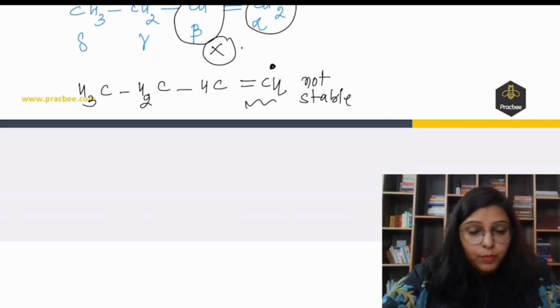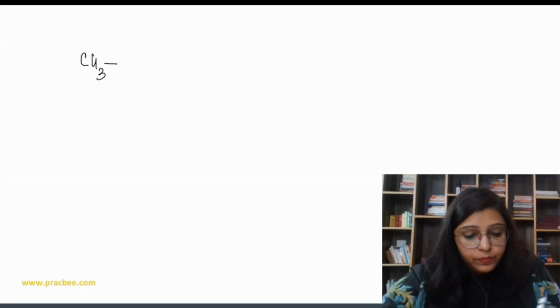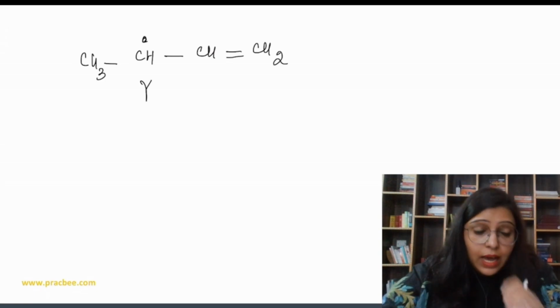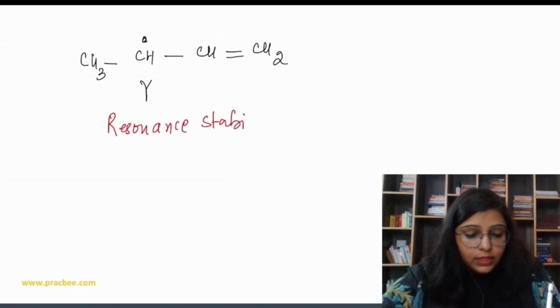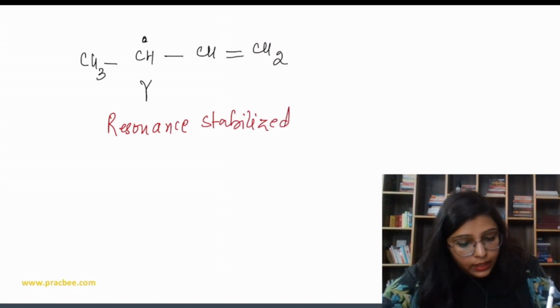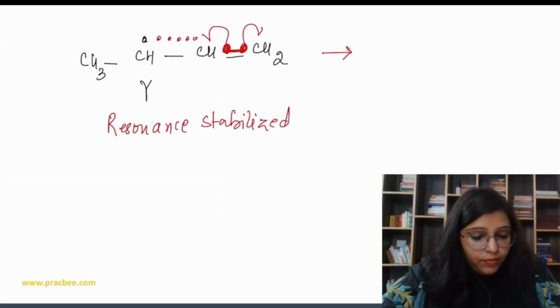If we see gamma, if I form a free radical on gamma 1, we get CH3, CH radical, then CH double bond CH2. This is gamma 1. Now this free radical is resonance stabilized. How? See, we have two electrons. One electron moves over here and forms a bond with this one. So we have a resonating structure which looks like this: CH3, CH, then CH and then CH2 radical.